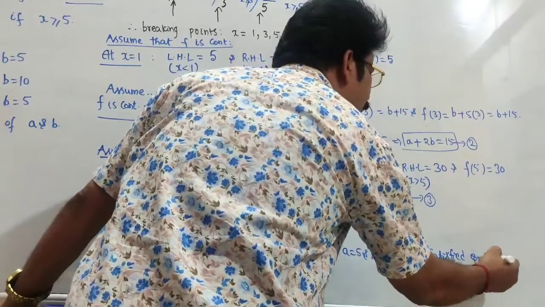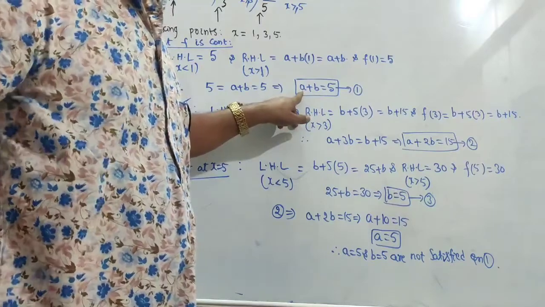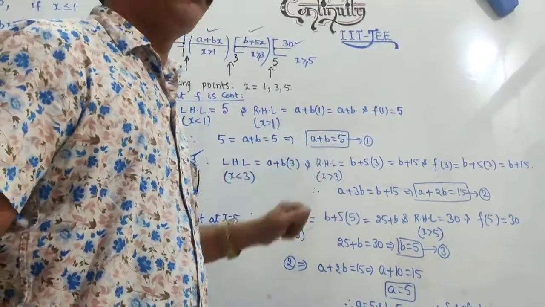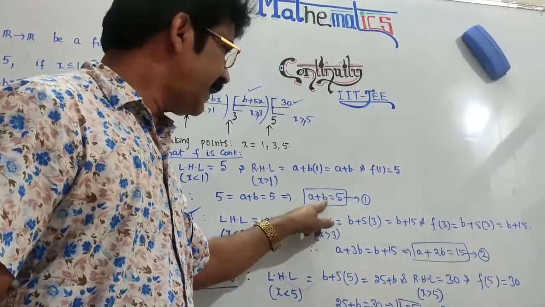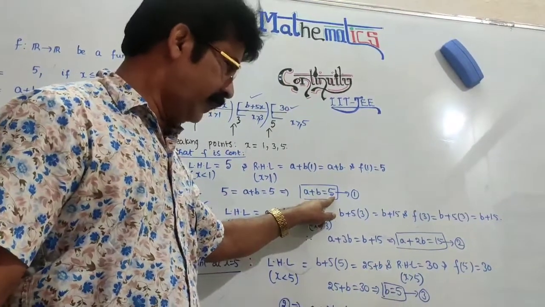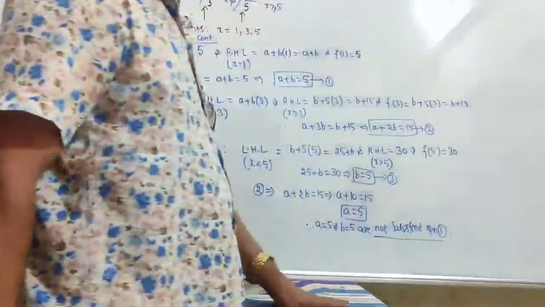Equation number 1. Actually, equation number 1 says a plus b is equal to 5. A is 5, b is 5, and 5 plus 5 is 10. Is 10 equal to 5? No. Therefore, it is not satisfied by equation number 1.